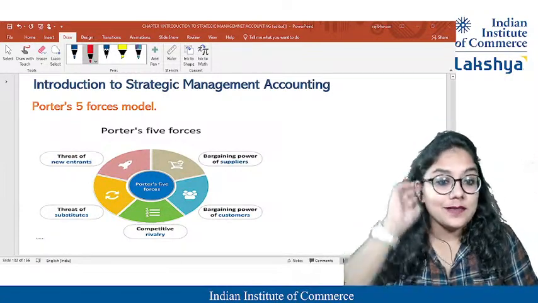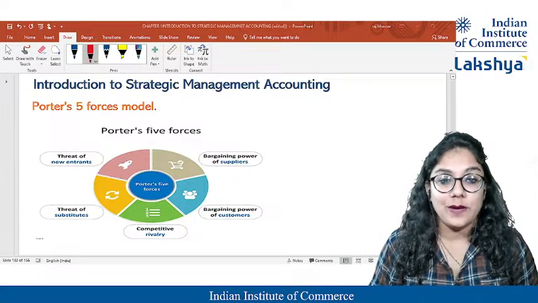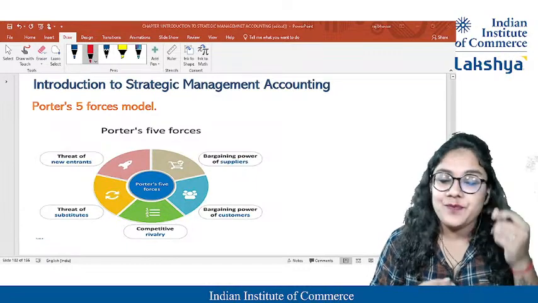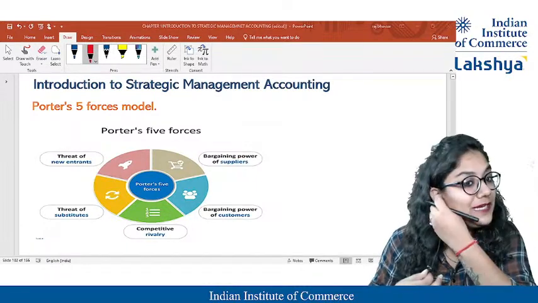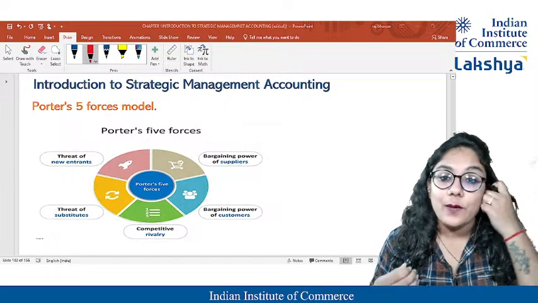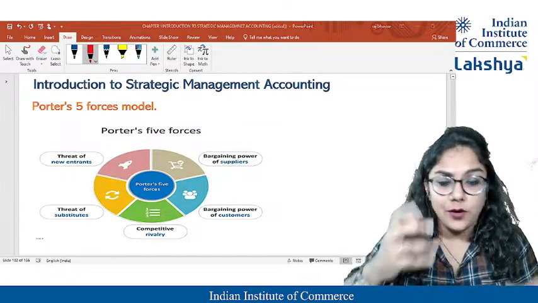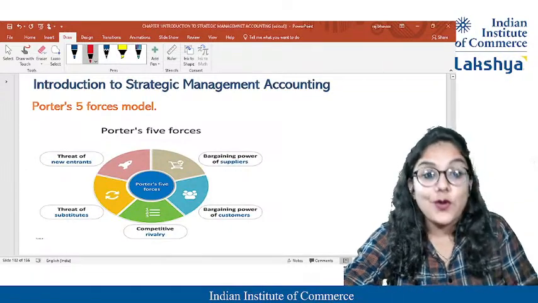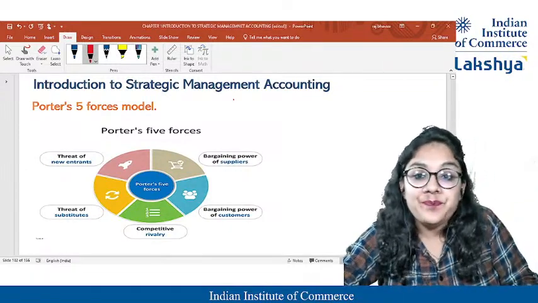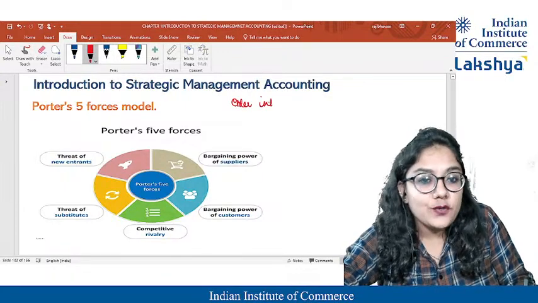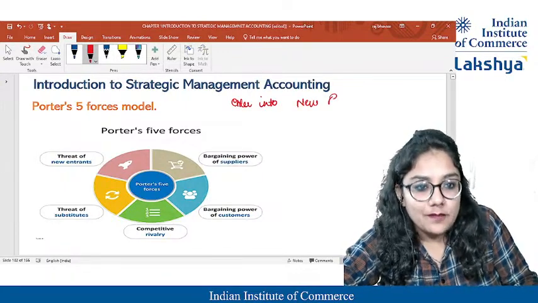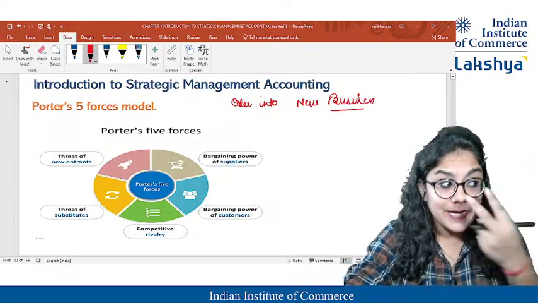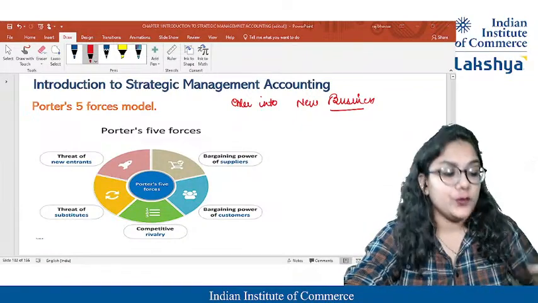So yeah, students, Porter is the one who has taken up a lot of effort in formulating these forces. Okay. So if I'm talking to you about forces, what's the meaning of forces? It's about the individual. If an individual person wants to, let's say, enter into a new business. For example, if I also want to enter into a new business, what are the things I have to consider before I enter?